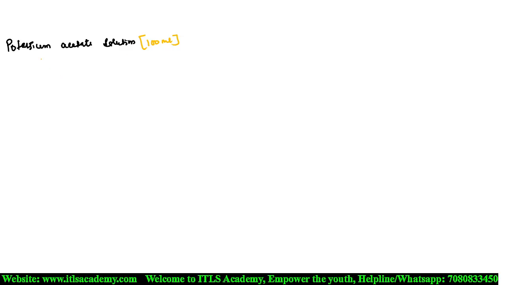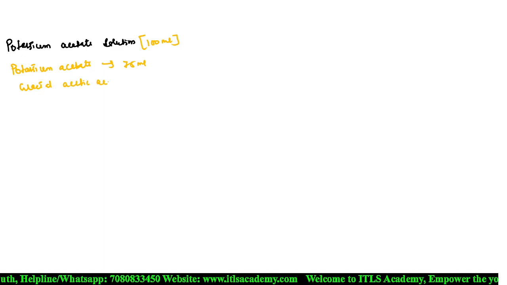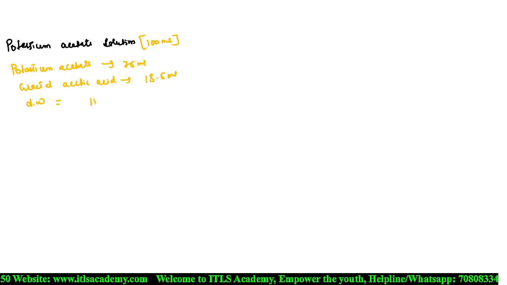For the preparation of the potassium acetate solution, we require potassium acetate, which is already prepared, 75 ml. Then we require glacial acetic acid, 13.5 ml. Then we require distilled water, 11.5 ml.